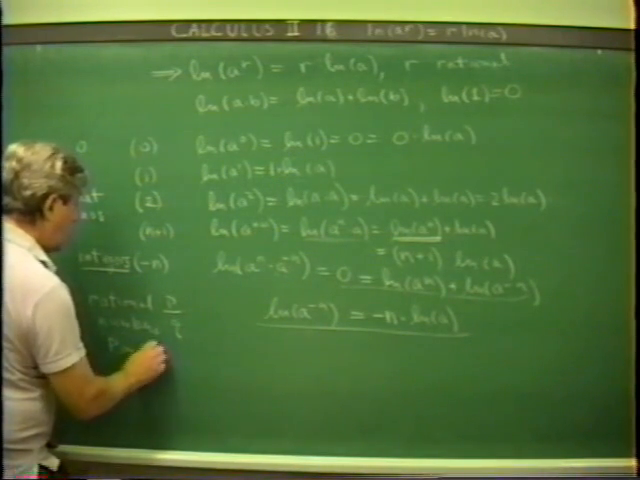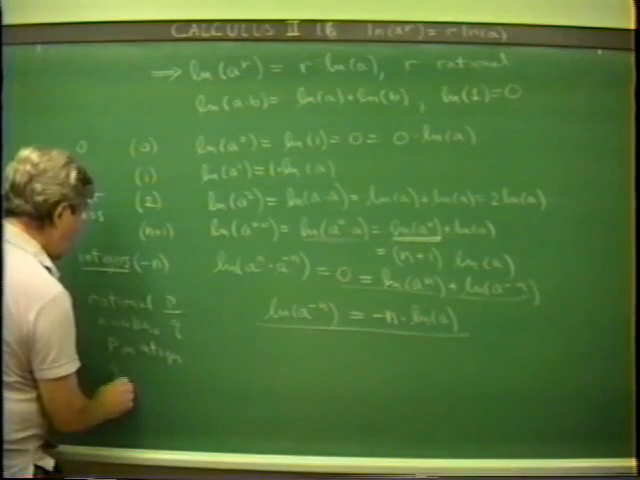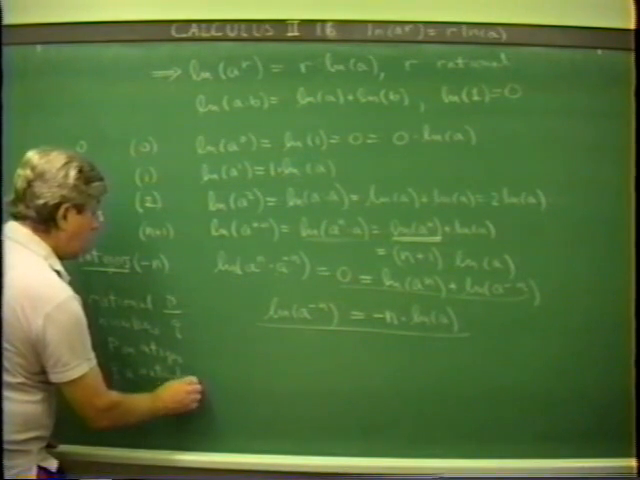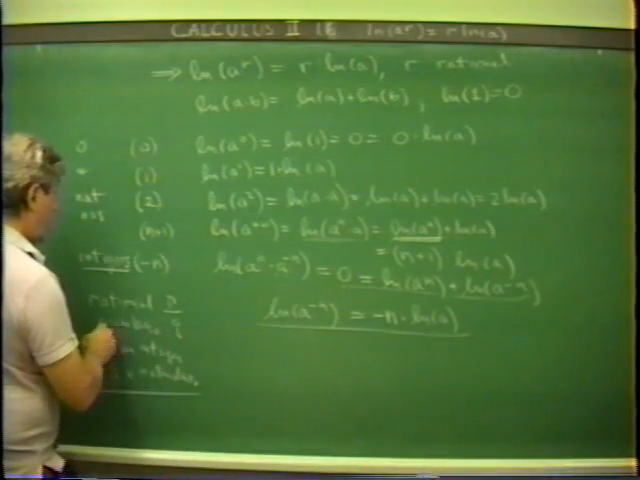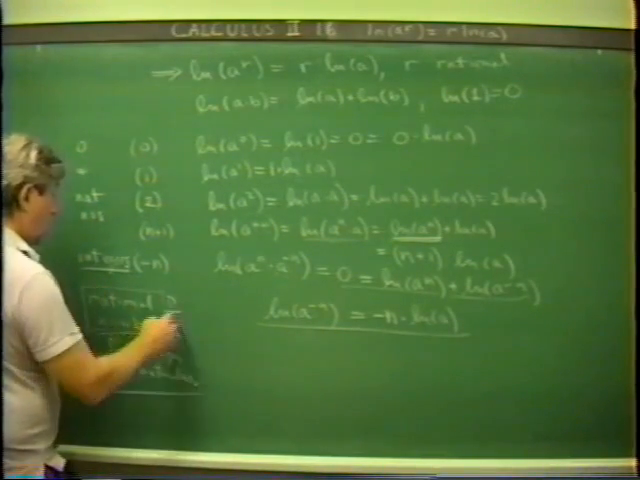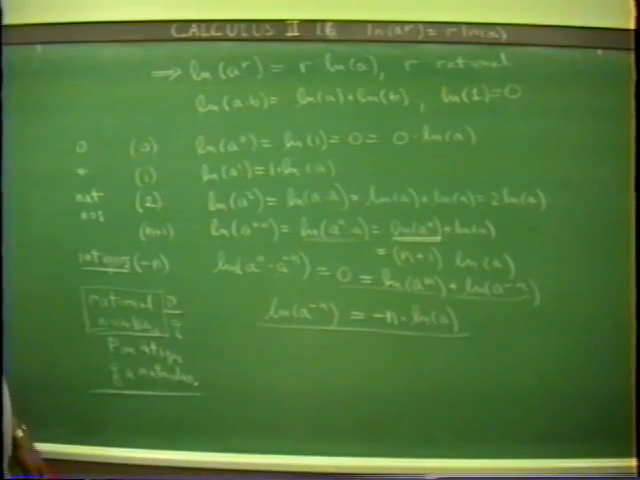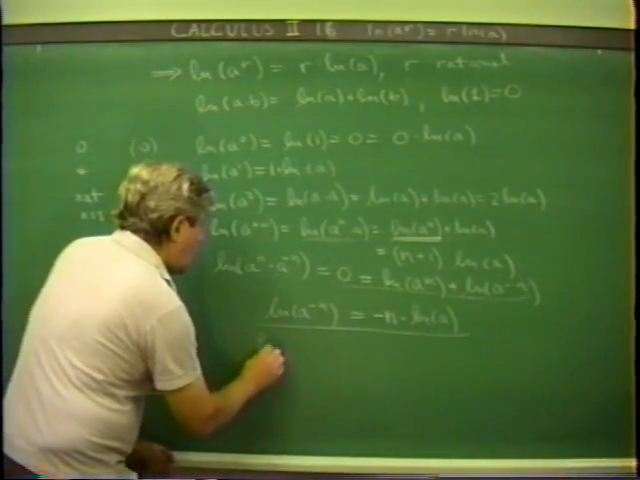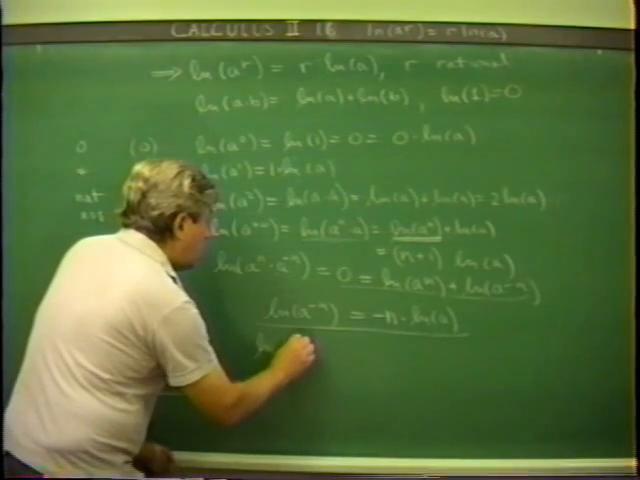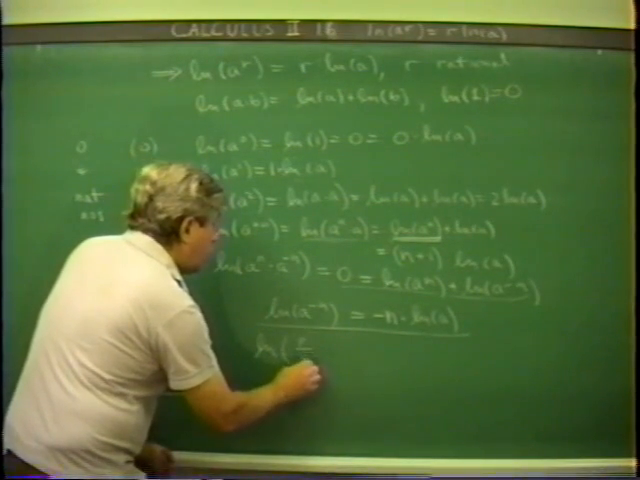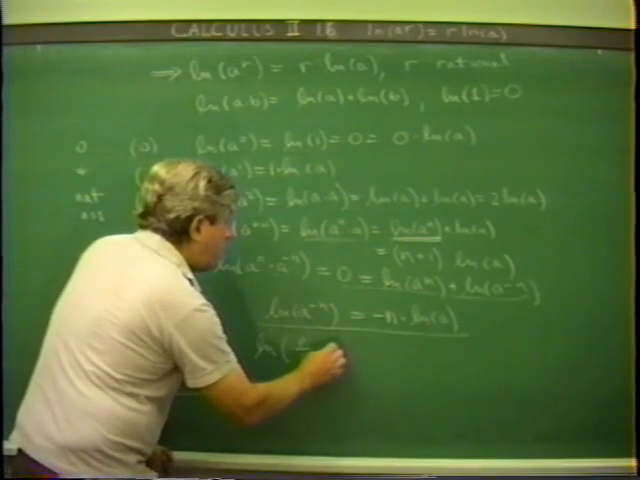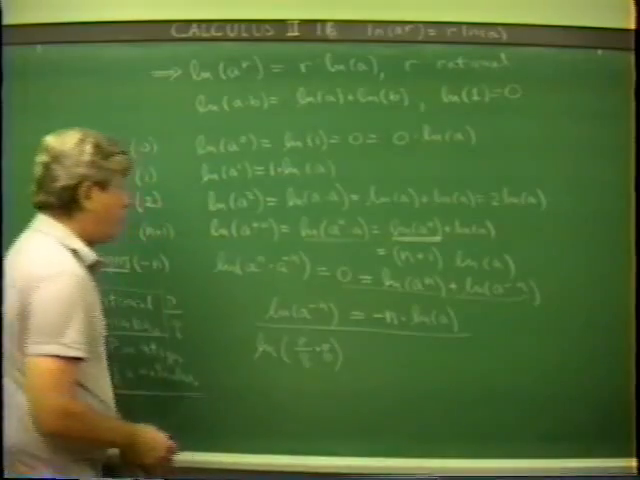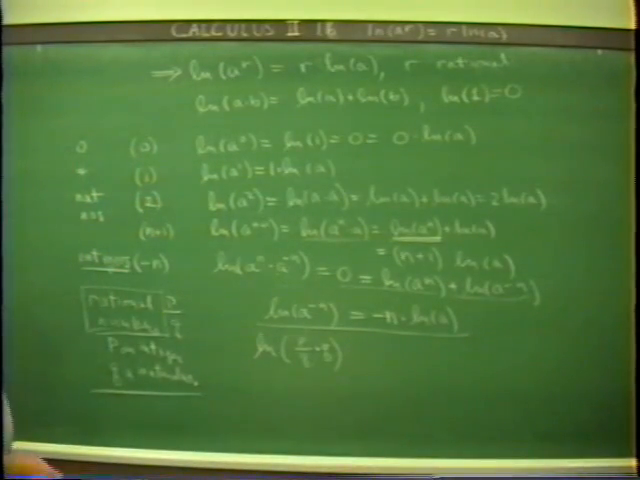Of the form p over q, where p is an integer and q is a natural number. So we want all the rational numbers here, p over q, where p is an integer and q is a natural number. Let's look at the log of p over q times p over q times p over q, q times here.